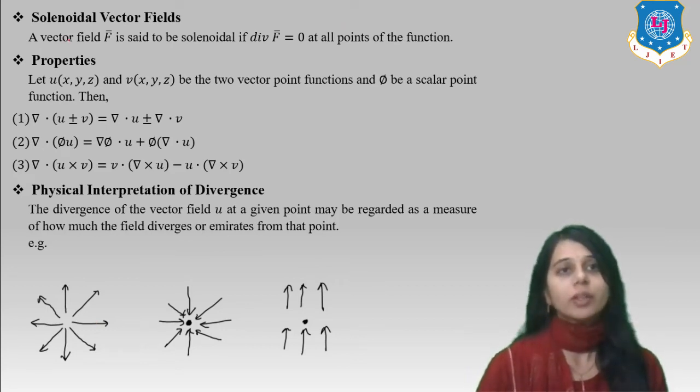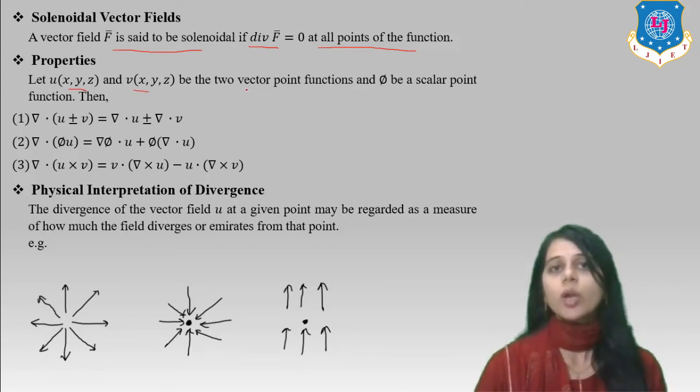Solenoidal vector field. A vector field f bar is said to be solenoidal if divergence of f bar equal to 0 at all points of the function. And the property of the function: let u and v be two vector point functions and phi be a scalar point function. So we say that nabla dot (u plus v) follows the addition property, multiplication property and associative property, which are satisfied with these functions.